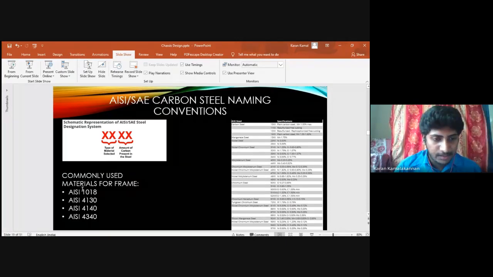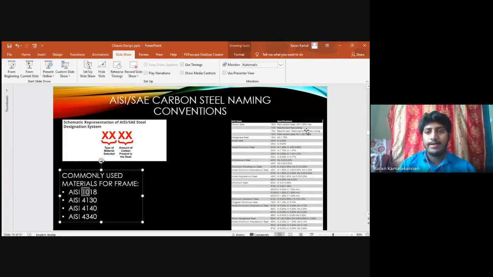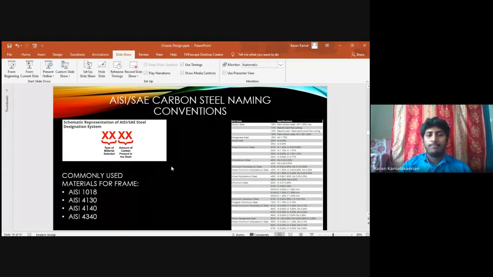For example, if you see 1018, and go to the table, the 10 series is plain carbon steel with no additional content except manganese. For 41XX, it is a chromium molybdenum steel. It will have some amount of chromium content in it. And 4140 and 4340: the 43 series will have nickel content in it. So every number in that designation has a specific purpose.